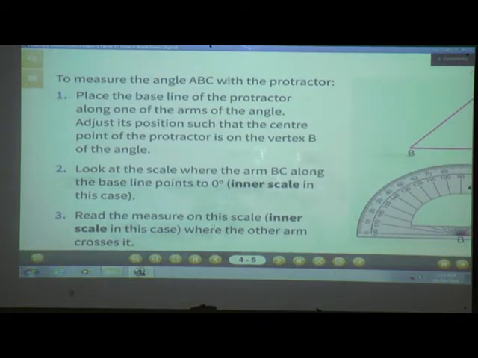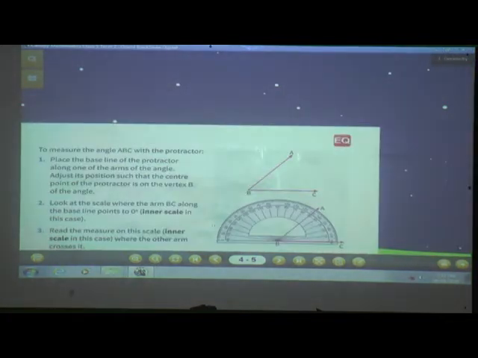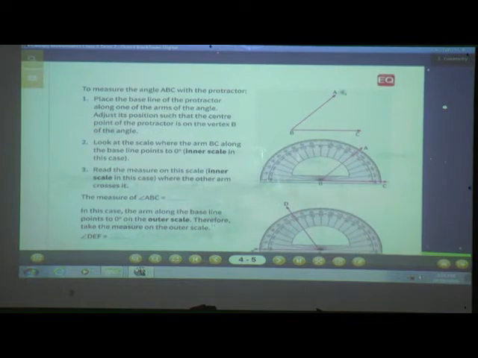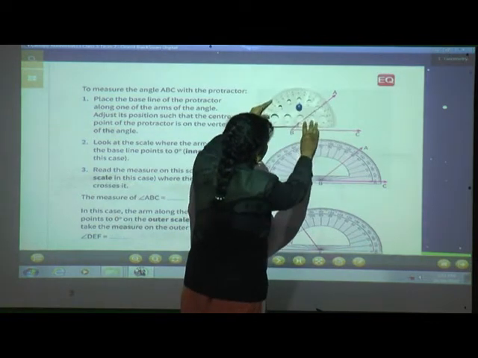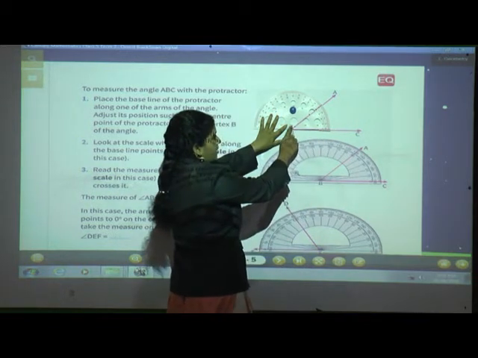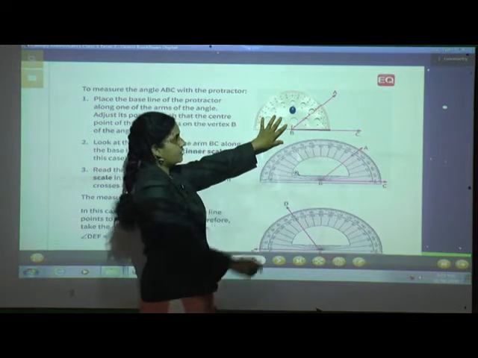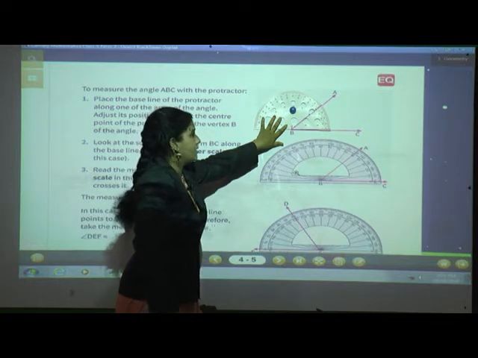To measure the angle ABC with the protractor. Here is angle ABC. Place the baseline of the protractor along one of the arms of the angle and adjust the position of the protractor. See here, to measure an angle we have to place a protractor like this. This is the baseline of the protractor. It should be centered on the vertex B. With the help of this protractor we can measure the angle.